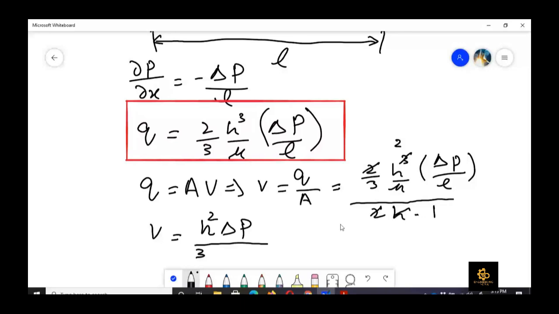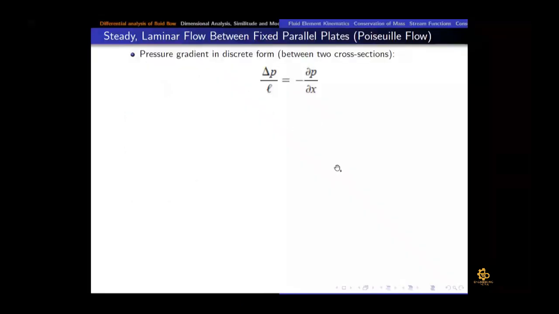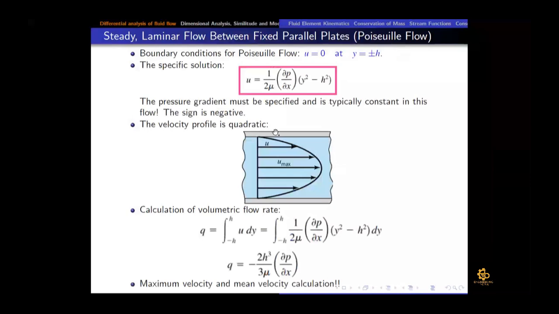So this is the relation for the mean velocity. Mean velocity, I hope that you know the definition of mean. It is defined as a uniform velocity which would produce the same mass flow rate as the actual profile is doing here.